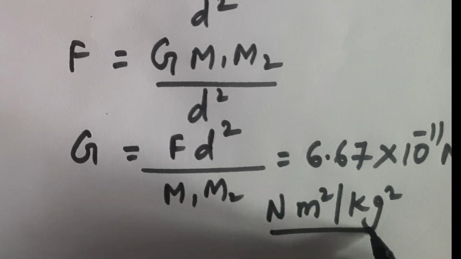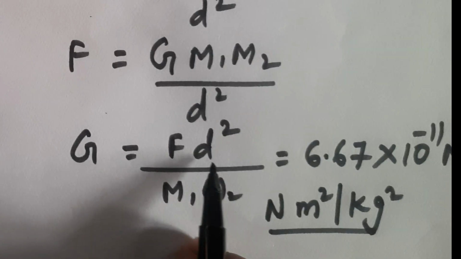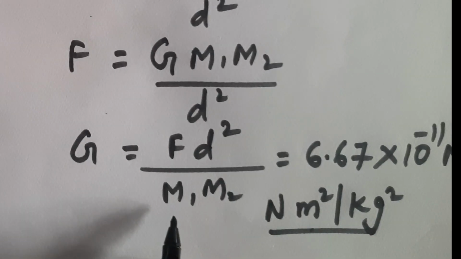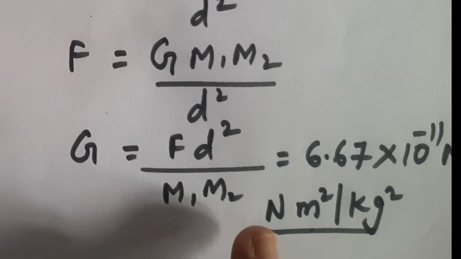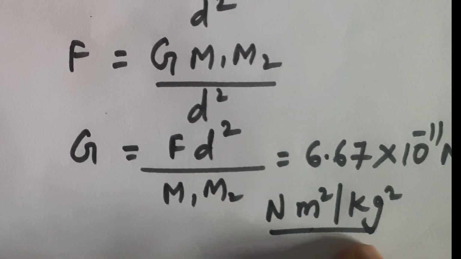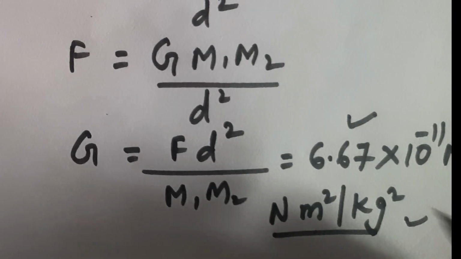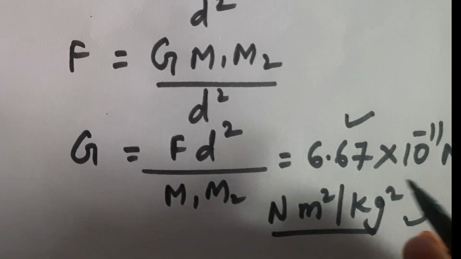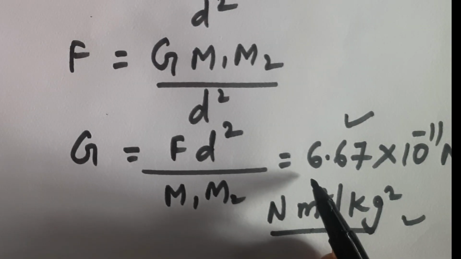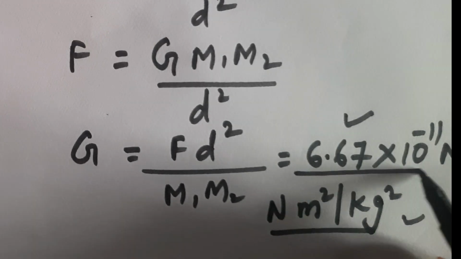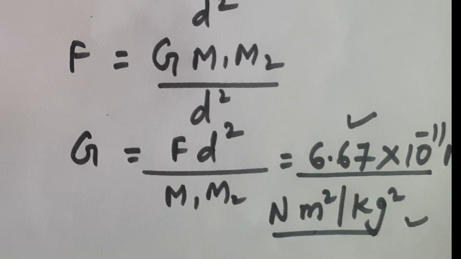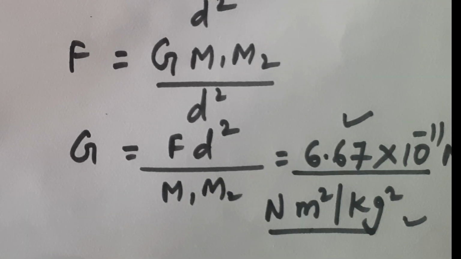How did we get this unit? Newton for force, meter square for distance, and here masses are there, twice the mass, so kg square. So this is the unit of the gravitational constant. The value and unit both are very important, and moreover this is a constant, so this value remains constant everywhere. So this is what Newton's law states.